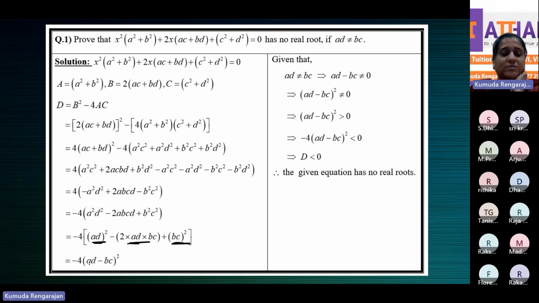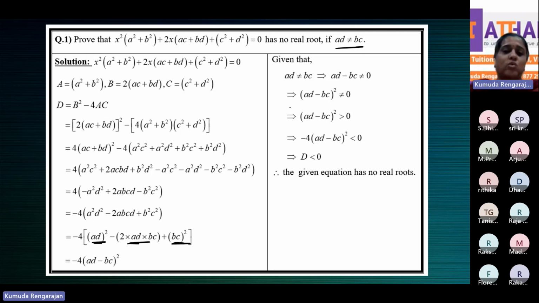Correct? So it's nothing but x minus y the whole square. X minus y the whole square. So AD minus BC the whole square. Now what is given to us? AD is not equal to BC.